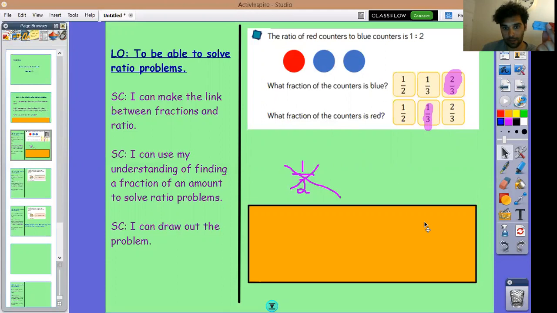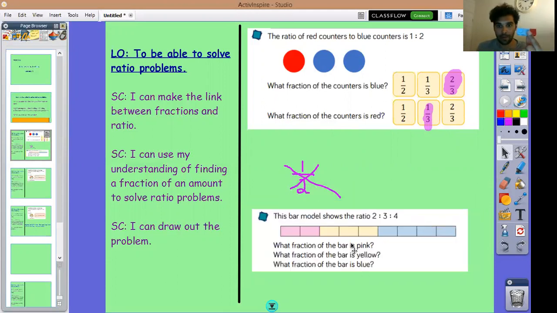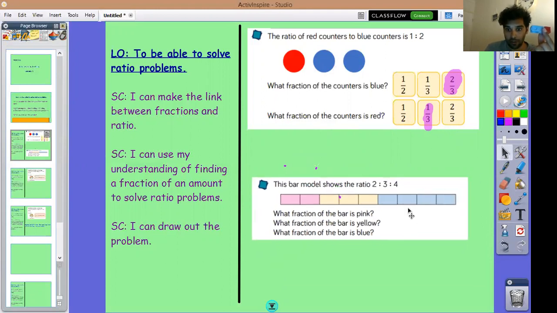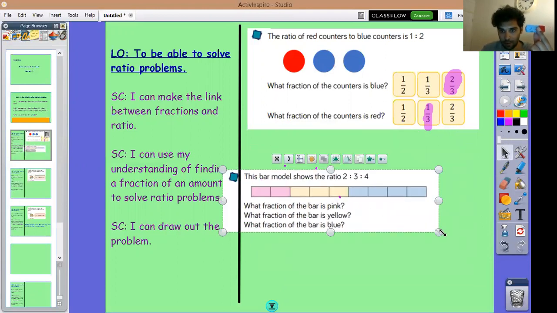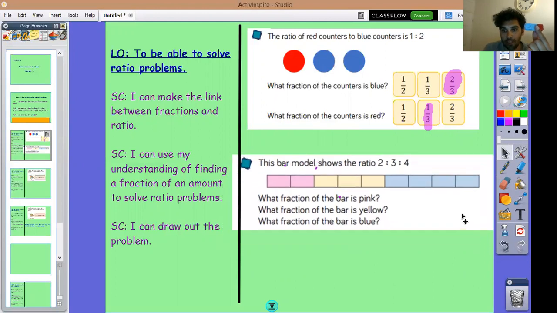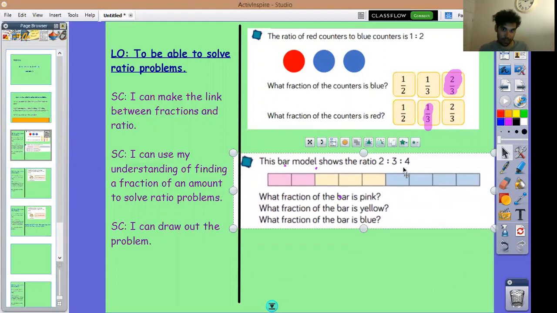Okay, so let's have a go at this question here. I'm just going to rub that out quickly. I've got a harder ratio here. Let's zoom that in. The bar model shows a ratio of 2 to 3 to 4. What fraction of the bar is pink? What fraction of the bar is yellow? What fraction of the bar is blue? I'm just going to turn off my video now whilst we do this, because there's no need to have me on video anymore. So here we go.